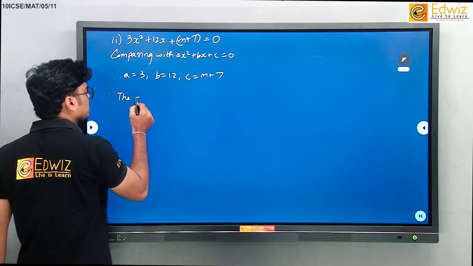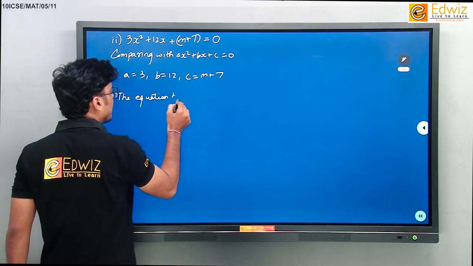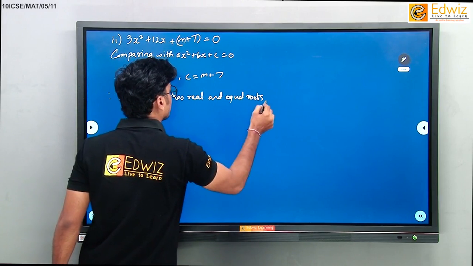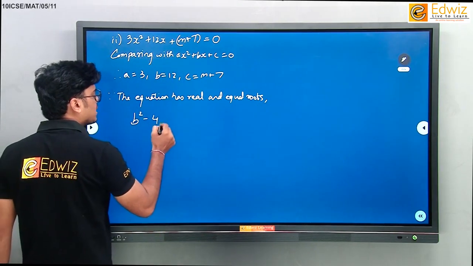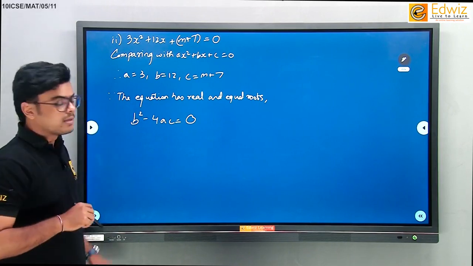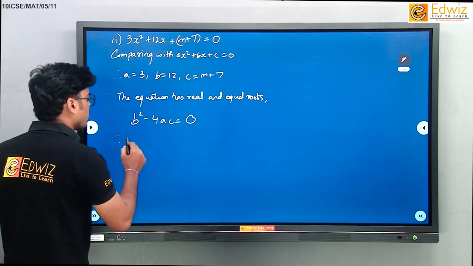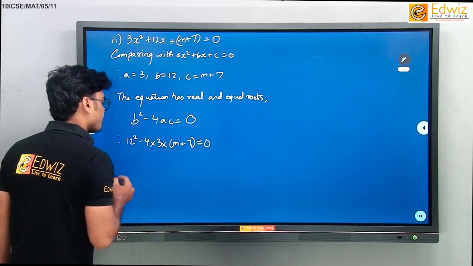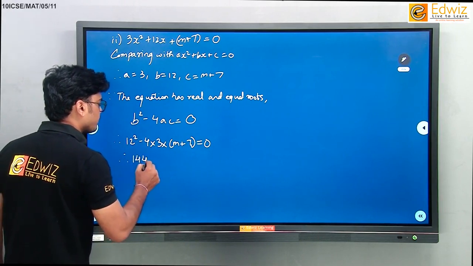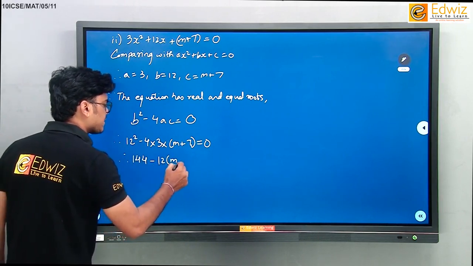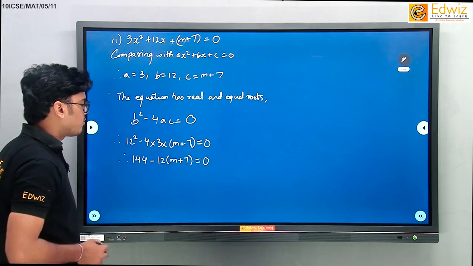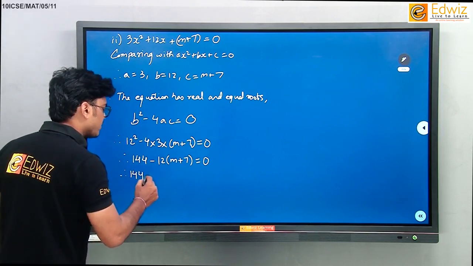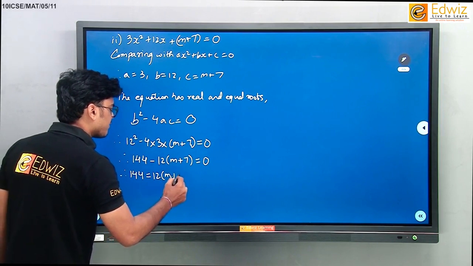Since the equation has real and equal roots, b square minus 4ac will be equal to 0. Now substitute the values of a, b and c. 12 square minus 4 into 3 into (m plus 7) equal to 0. 12 square is 144. This is 12 into (m plus 7). Send minus 12 into (m plus 7) on the other side. 144 will be equal to 12 multiplied by positive (m plus 7).